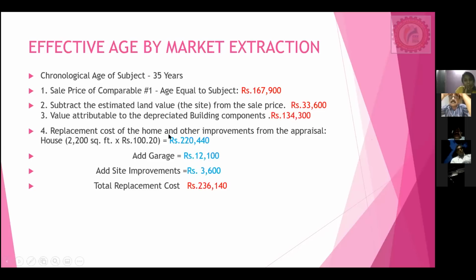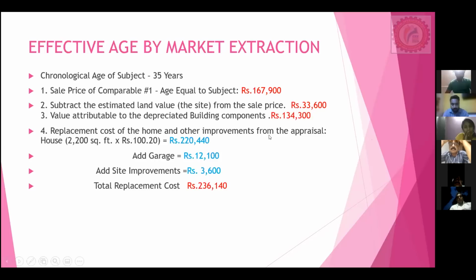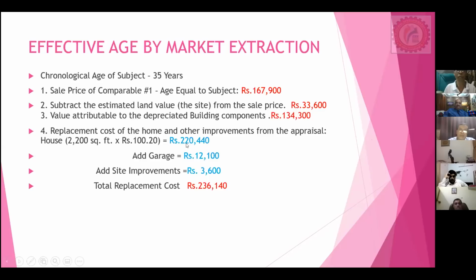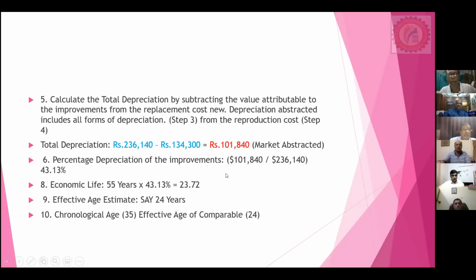Now the replacement cost of the home and the improvements from the appraisal is 2,200 square feet into 100. See, that is the replacement cost I have calculated. That is 2,20,440. Add garage. See what are all the improvements. Then you add it. Add site improvements. I've added. So 3,600. Total replacement cost is 2,36,140. Okay.